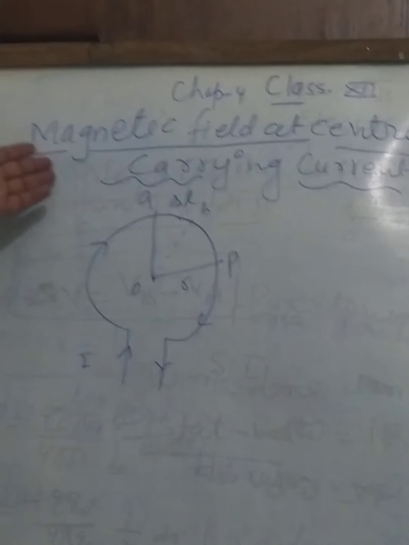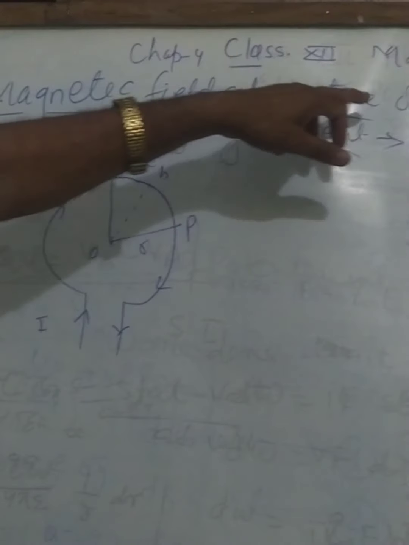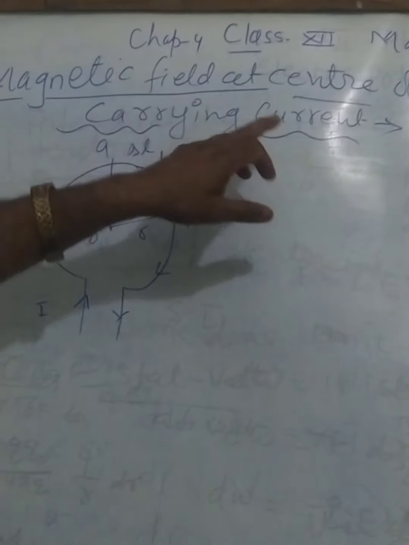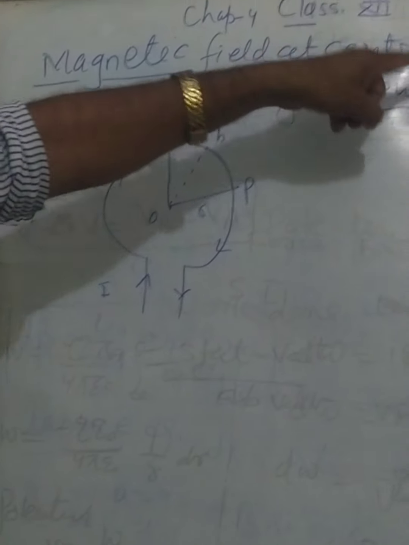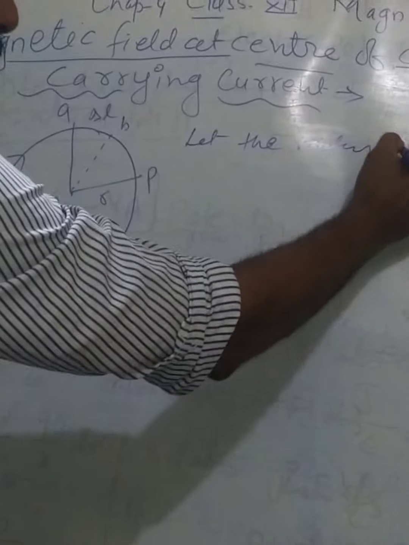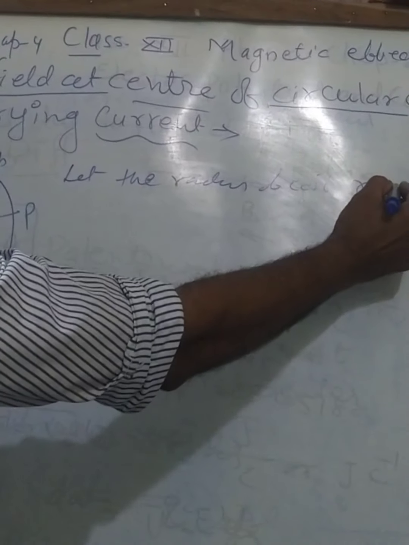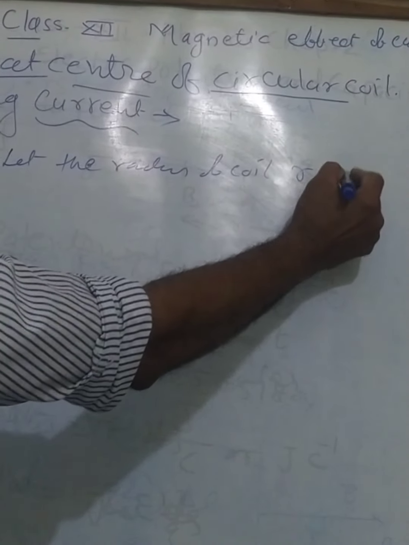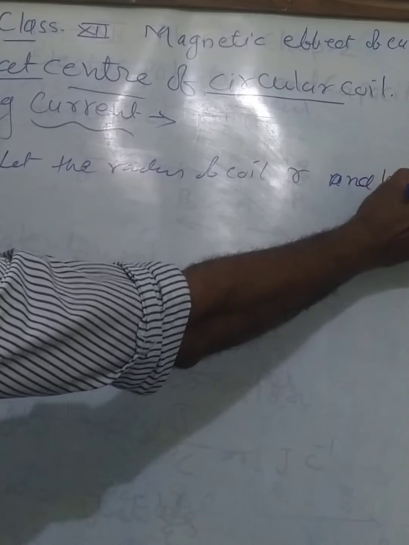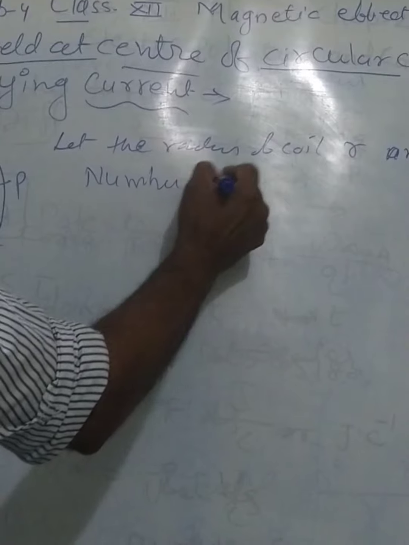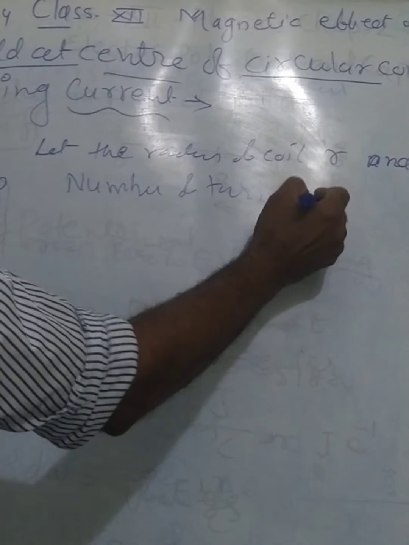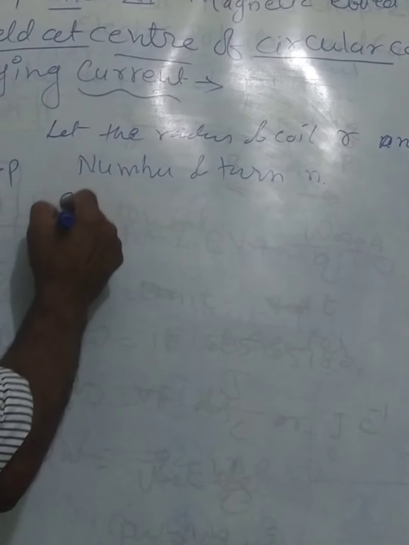Now next we are going to find the magnetic field at the center of a circular coil carrying current. Okay, so we are going to find the magnetic field at the center of a circular coil. The coil is carrying current, the radius of the coil is r, and it has a number of turns, small n.